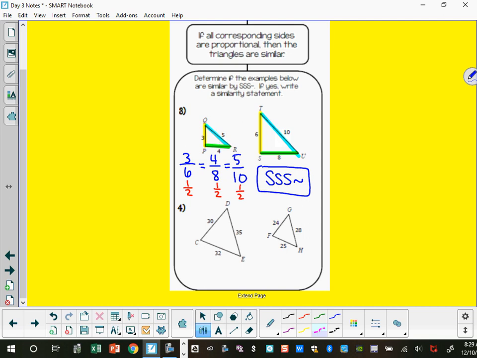Why could this not be side or angle? Did they give me any angles here? No, we can't just make that up. They gave me 3 sides, so my option is 3 sides. Side similarity.